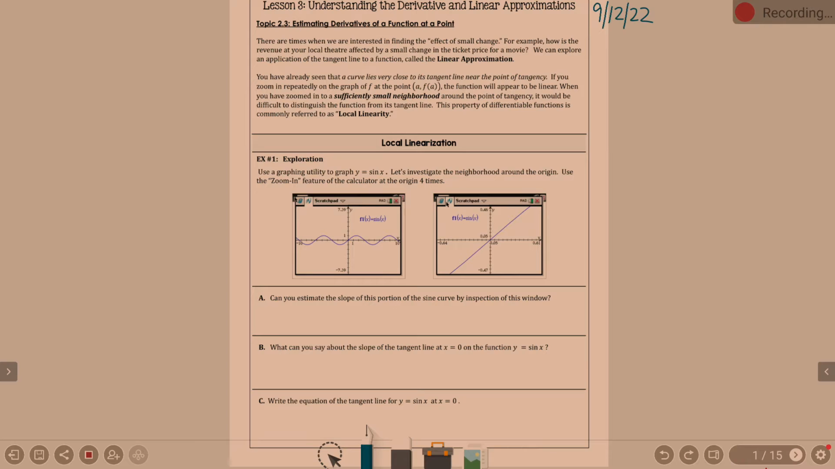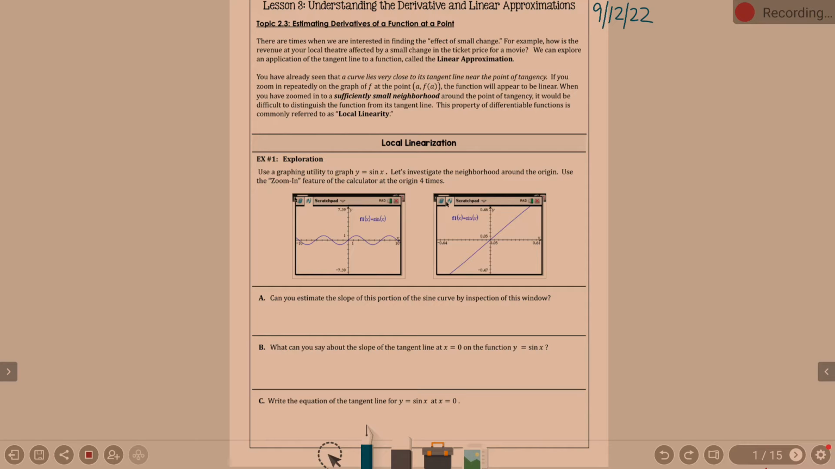There are times when we're interested in finding the effect of a small change. And that's the idea when we talk about the derivative, because it's a limit as h approaches 0, a very small change. For example, how's the revenue at your local theater affected by a small change in the ticket price for a movie? You explore an application of the tangent line to a function called the linear approximation. Basically, it's the idea of using the equation of a tangent line, using a line to approximate something.